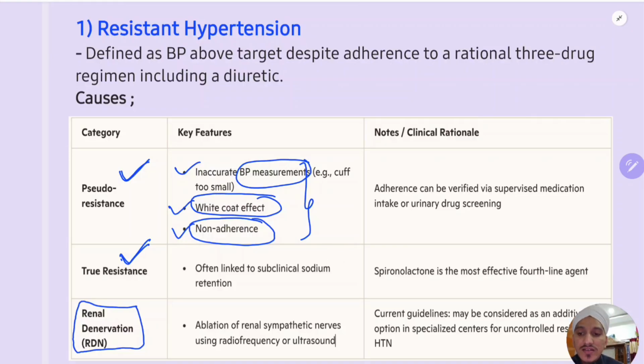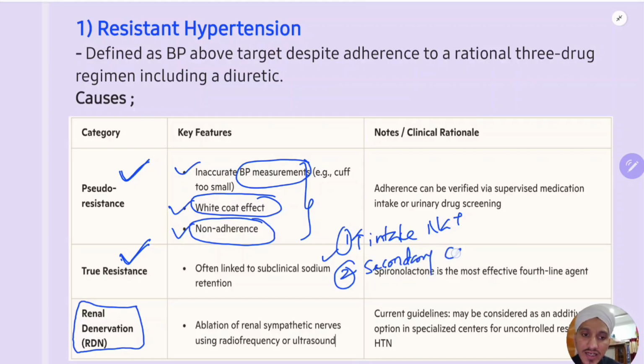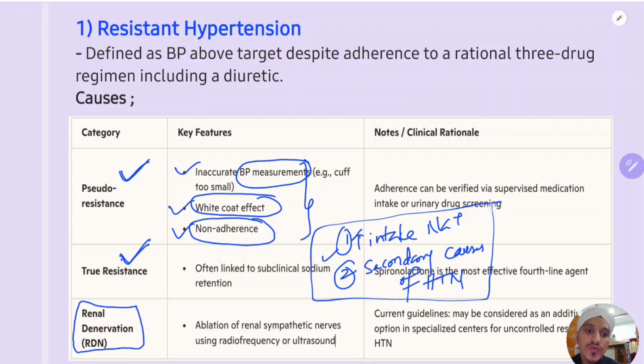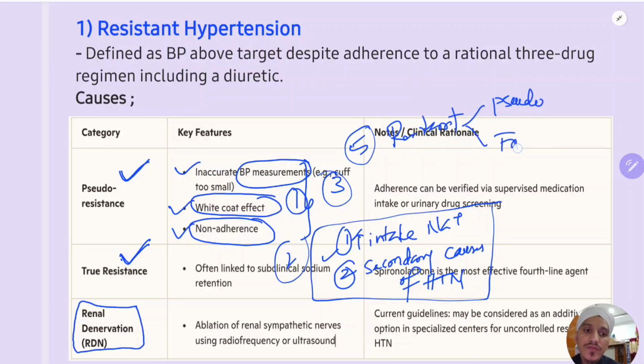the BP medications. Other causes which cause true resistance are: one is increased sodium intake. Okay, increased intake of sodium, this is one important cause of true resistance. Second important cause is secondary causes of hypertension. So these two are the causes of true resistant hypertension, and these three are the causes of pseudo resistance. Now if you merge 1 and 2, there are 5 causes of resistant hypertension, which you can divide into pseudo and true. In pseudo you have 3, and in true you have 2 things.